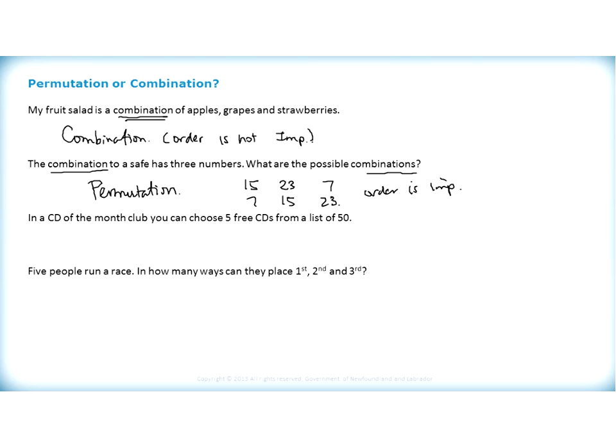Next example, in a CD of the month club, you can choose 5 free CDs from a list of 50. Is order important? The order in which you choose those 5 CDs doesn't matter at the end. And the answer is no. Order is not important.